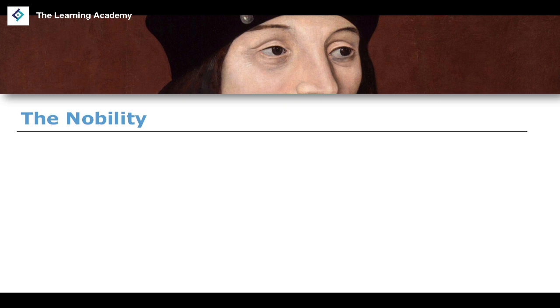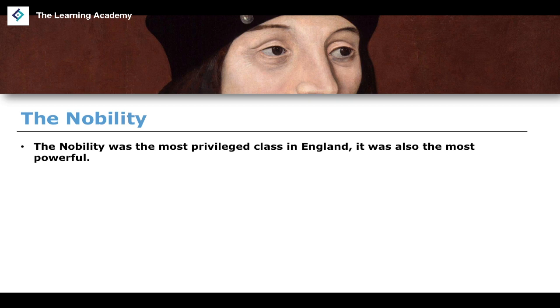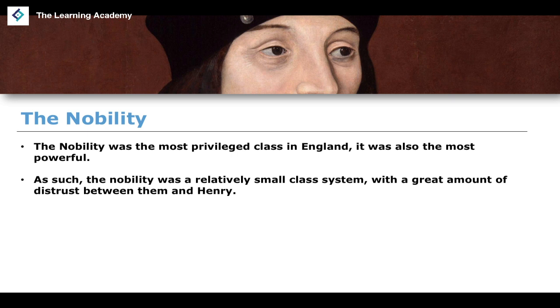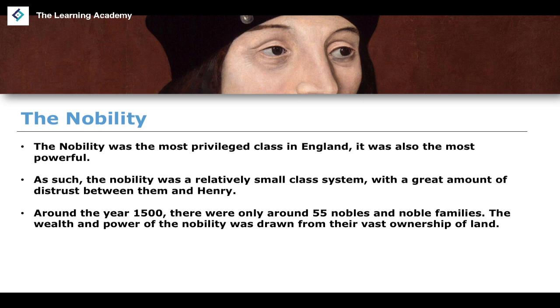Beginning with the nobility, the top of society, this was the most privileged class in England, and it was also the most powerful. For this reason, there was a great amount of distrust between the nobility and Henry. We know that Henry distrusted the nobility quite significantly because the nobility were the only class that had the power and the wealth necessary to overthrow him or challenge his dynasty. So he wanted to make sure that he was the first and the highest authority in England by being the most powerful. This is one of the reasons why he collected his revenues in the way that he did.